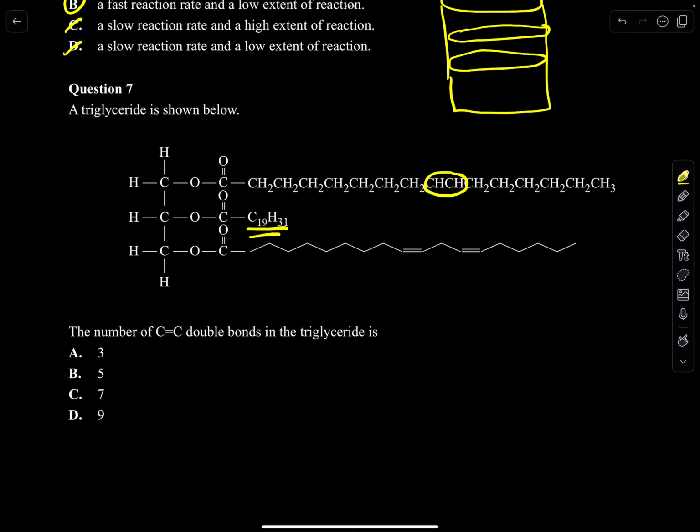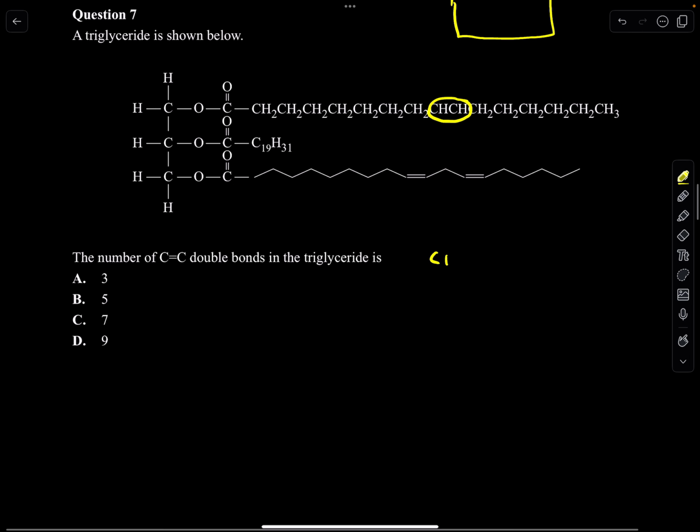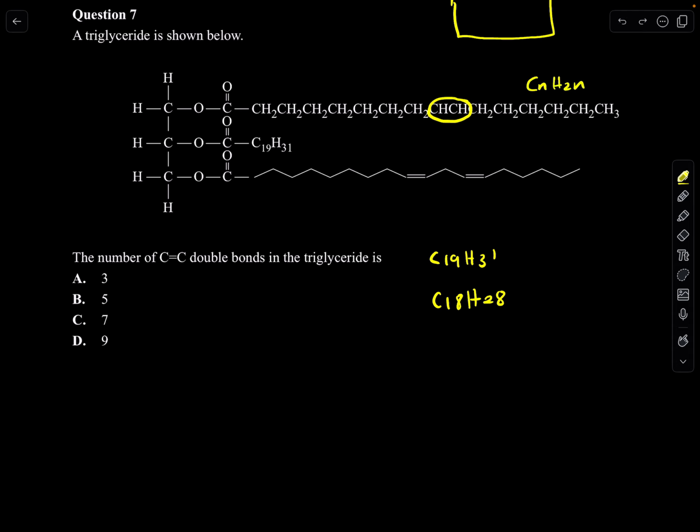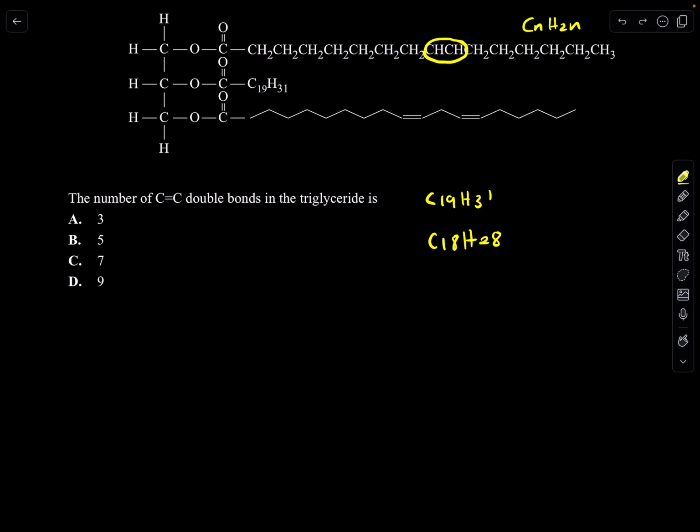What about here? Well, let's look at the pattern. We know it's going to end with a CH3. So look at that, C19H31, and we know it ends with CH3. If I take that away, what would it leave me with? C18H28. Now, if it didn't have any double bonds, the pattern is CH2, meaning CnH2n. If you have one carbon, you get two hydrogens. So C18 should give me 36 hydrogens if it was all single bonds.